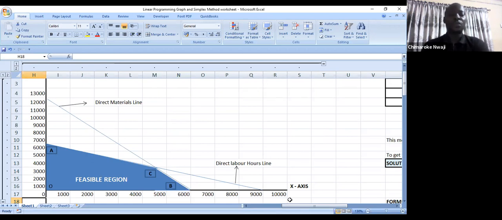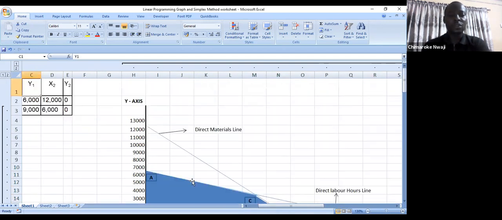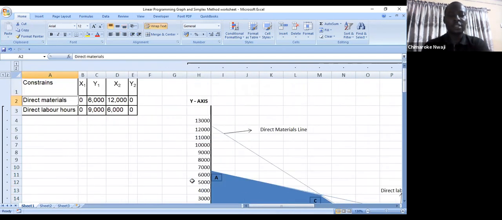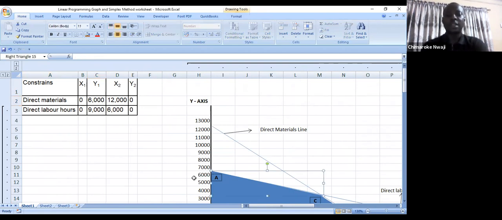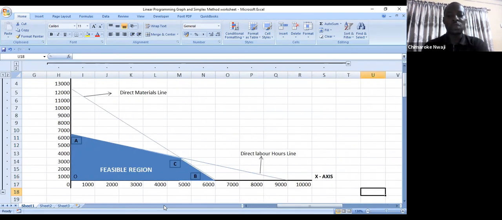Now, we said that when x is 0, y is 6,000. So you see when x is 0, y is 6,000 here. And so we have our one point here, x is 0, y is 6,000. And now when y is 0, x is 12,000.